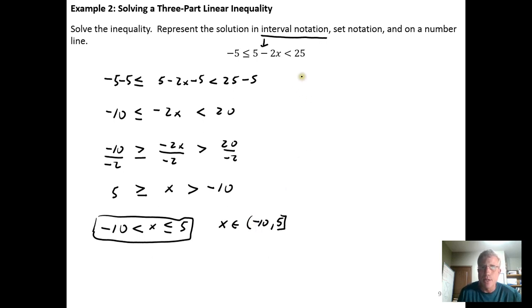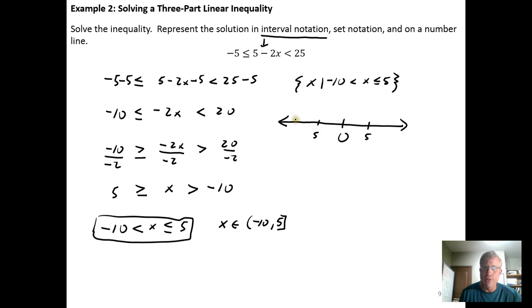In set notation, I would simply go the set of all x such that, and then I would bring my inequality into the set notation. Negative 10 is less than x is less than or equal to 5. Close off the set notation. And on a number line, here's my 0. Here is my 5, which makes this 5, and this roughly negative 10.